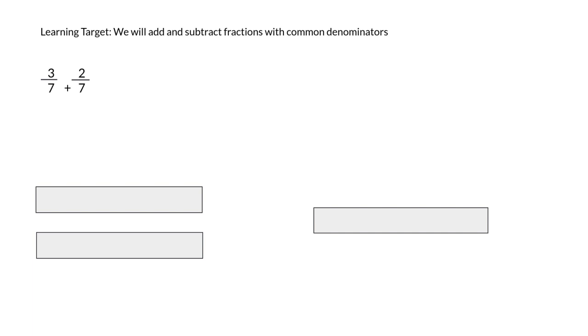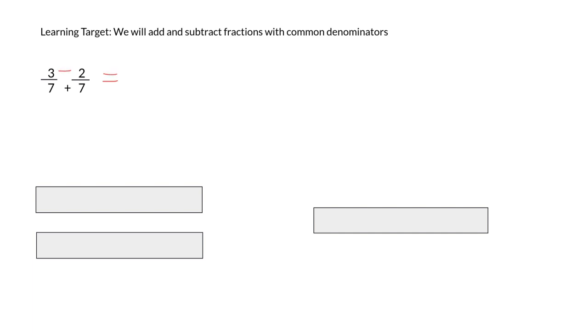So again, you know that the denominators of these two fractions are the same. This makes our addition a little bit easier. So when you have common denominators, all you need to do is add your numerators. And then if your answer, or your sum, is not an improper fraction, you just leave your denominator the same. So we're going to do this right here.